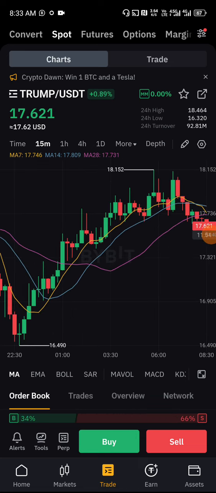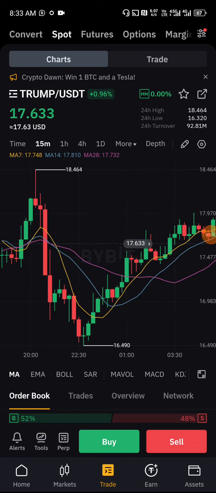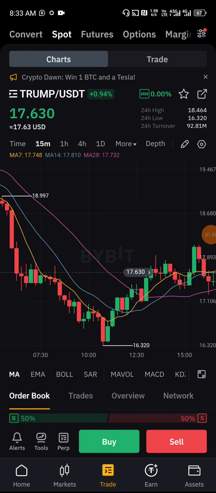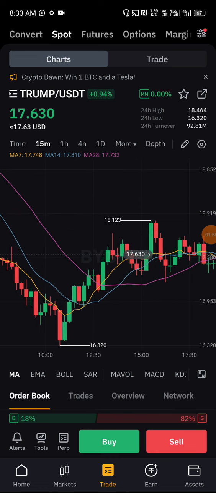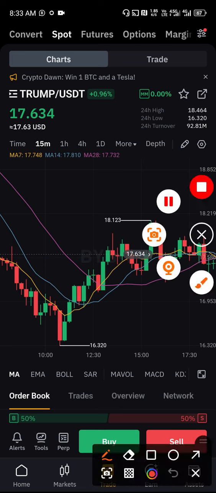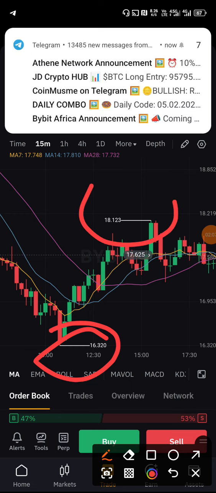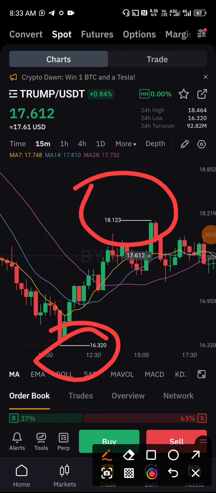One thing you must understand is that you must first check very carefully the 24 hours or 15 minutes of this very coin. How has it been doing? We're currently looking at the 15 minutes of this coin. Now look at where it has been trading. This coin has been trading between 16.3 and 18.1. These are some of the things you must take note of.